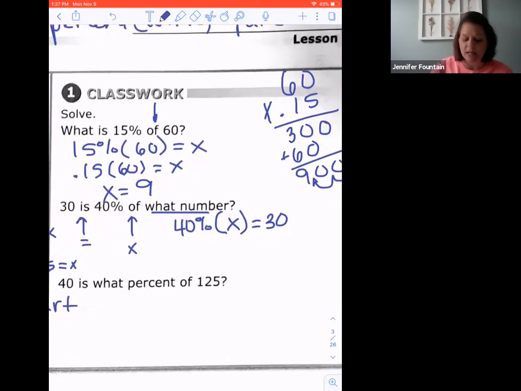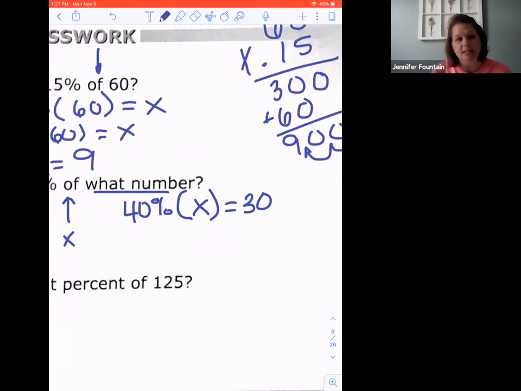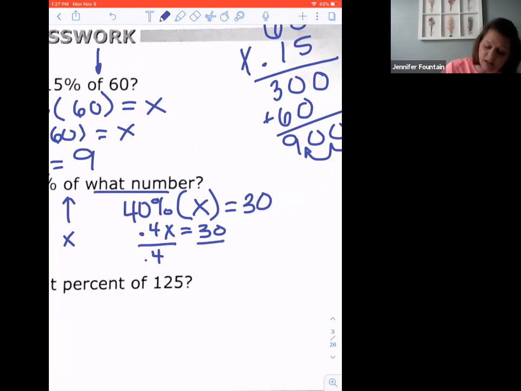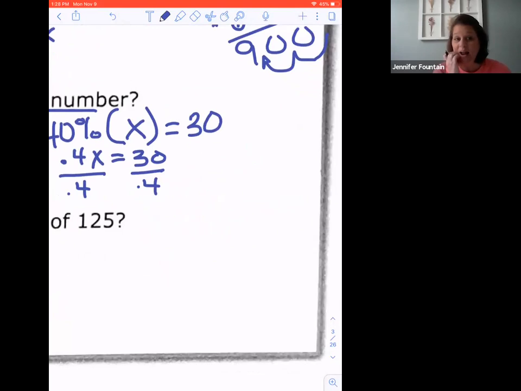Okay, so now again, change my percent to a decimal. 40% is the same as 0.40 or just 0.4. So we have 0.4 times X is equal to 30. Remember, if I have 0.4 times X, to undo it, I'm going to have to divide. So that means I divide by 0.4, divide by 0.4. Now, I've got to be careful when I'm dividing with decimals. So that means I've got 0.4 into 30.